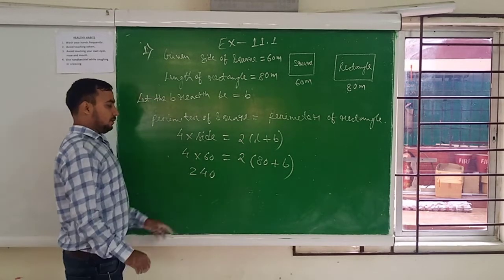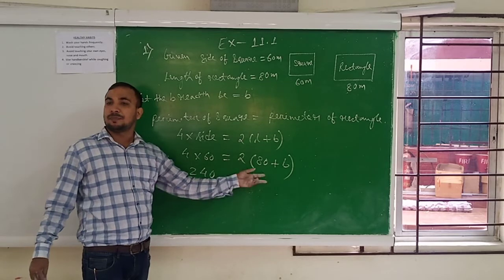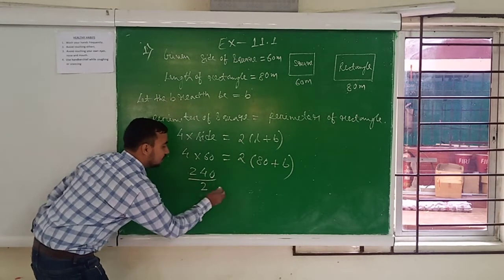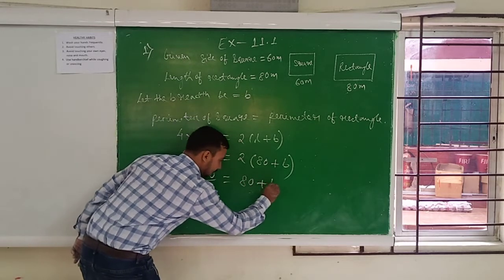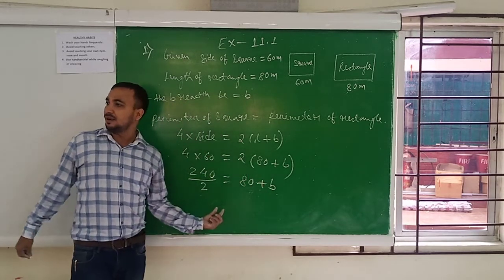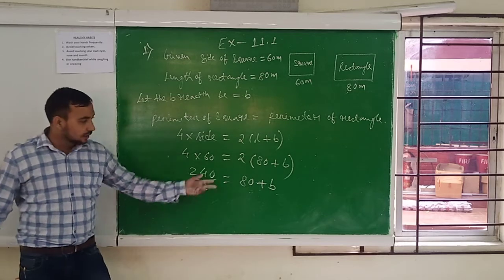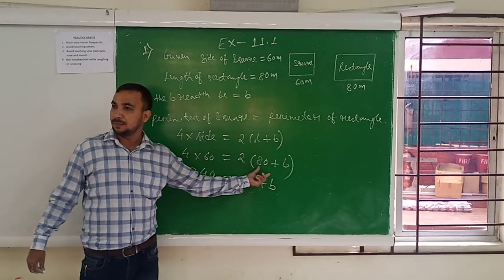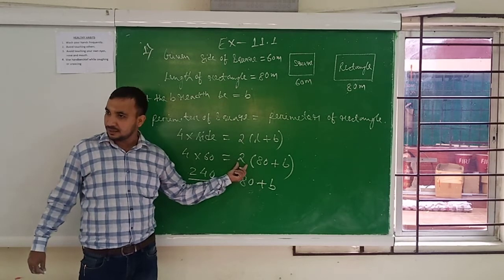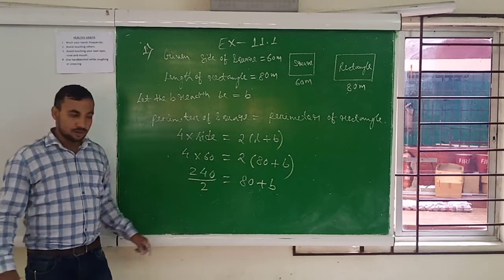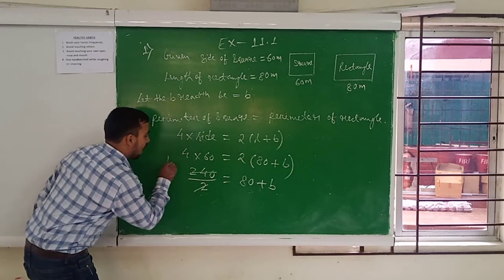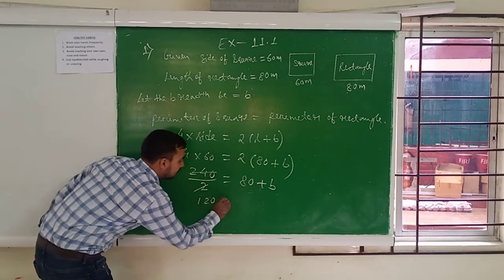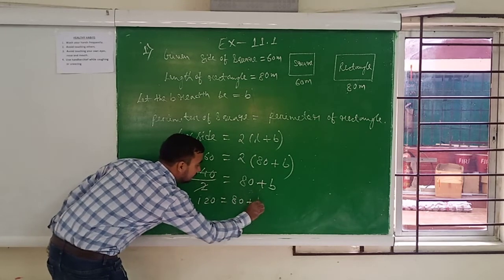Now 4 into 60 is 240. Here 2 is being multiplied. Can I do it like this? Same thing. 2 was multiplied. I did not use the distributive property. Because 2 is already multiplied here, you can just divide here. So this will be 120. 120 is equal to 80 plus b.